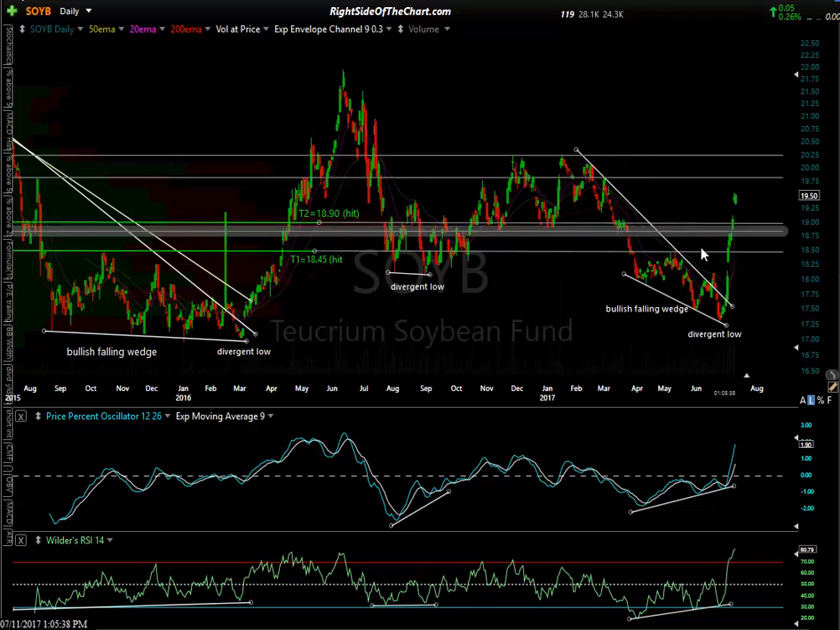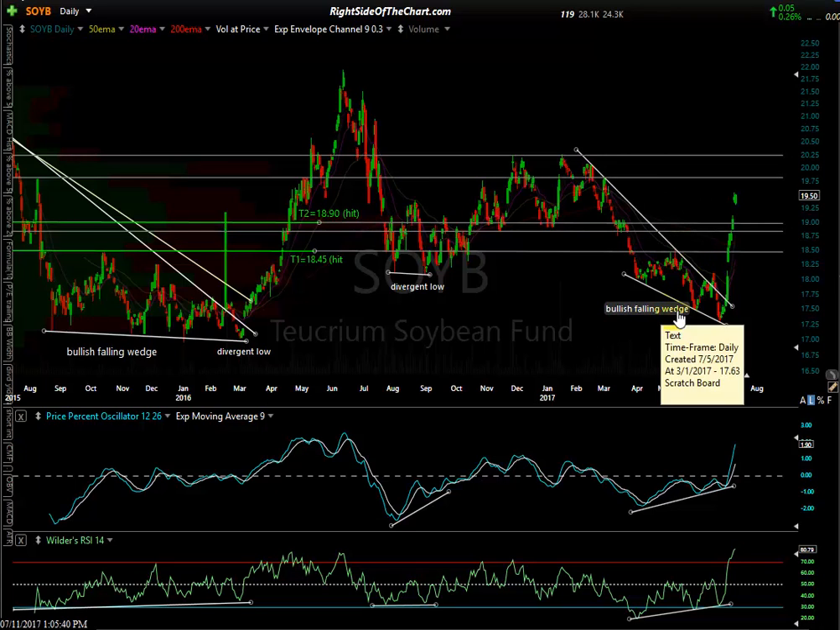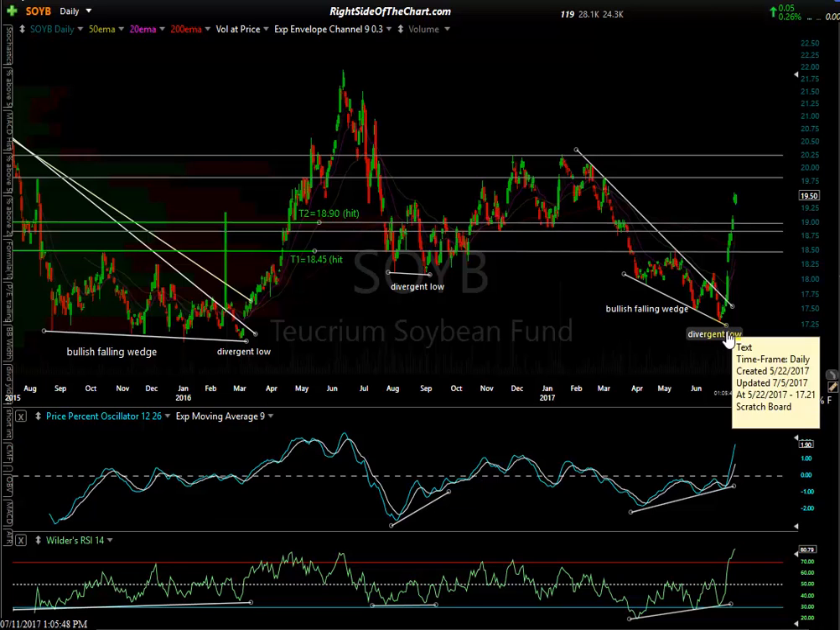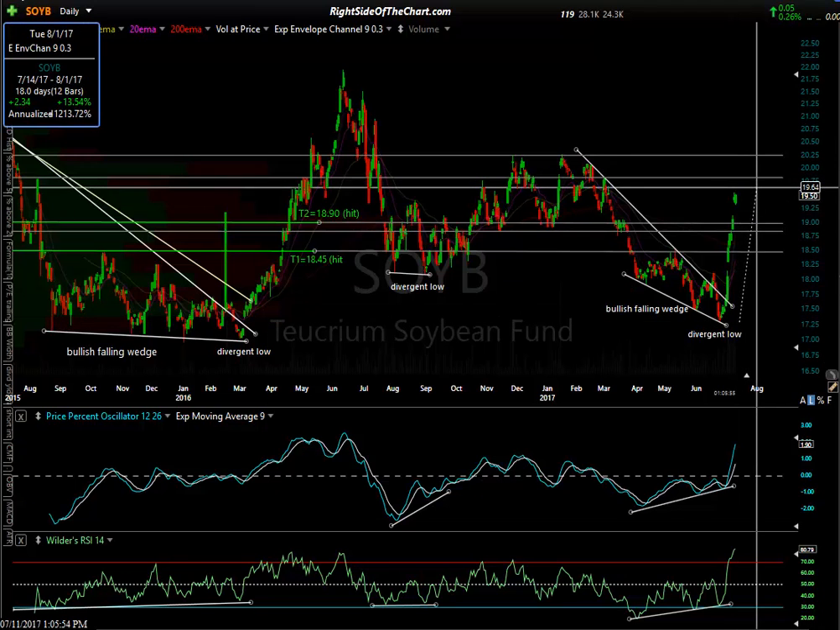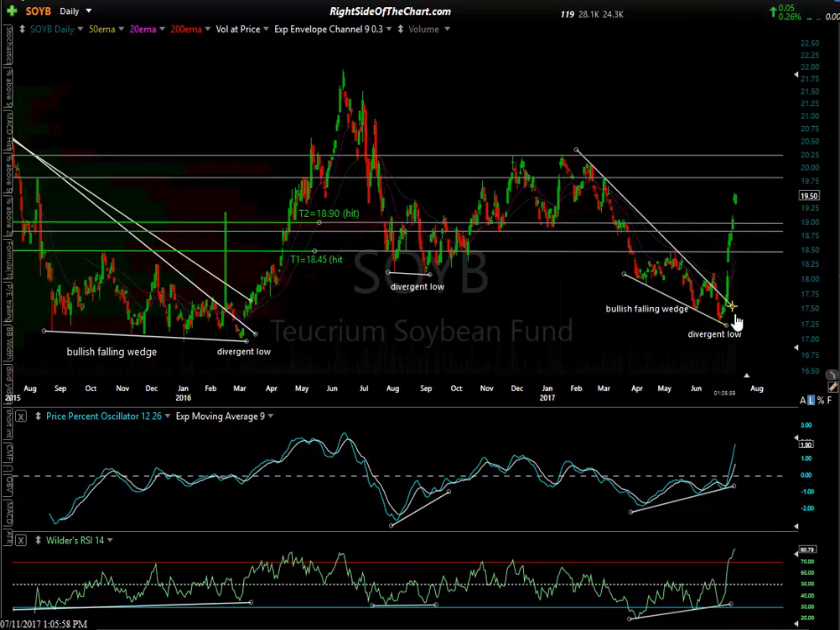Soybeans. Talked on this one recently, put it up. We had this bullish falling wedge pattern with a divergent low. We had a divergent low here, another divergent low there. It's the second divergent low that did the trick. That's all it took. And that divergence has played out and then some for an explosive move. Soybeans have rocketed up in a near vertical ascent, about 13% since that divergent low in just a few weeks.